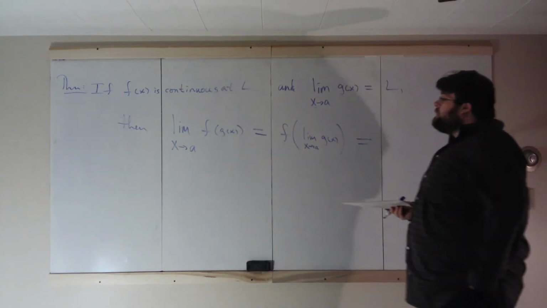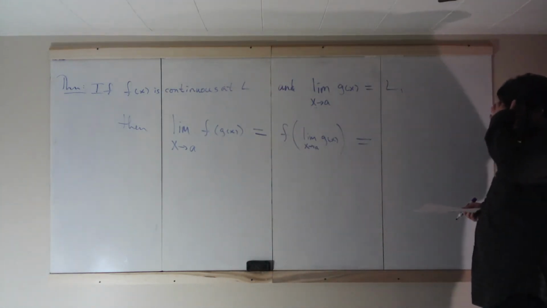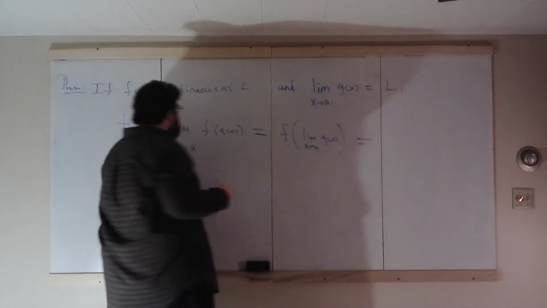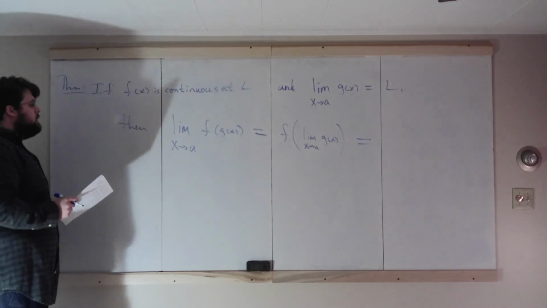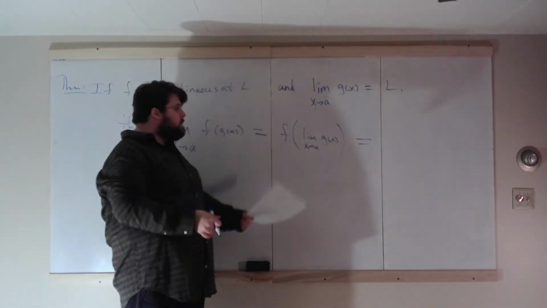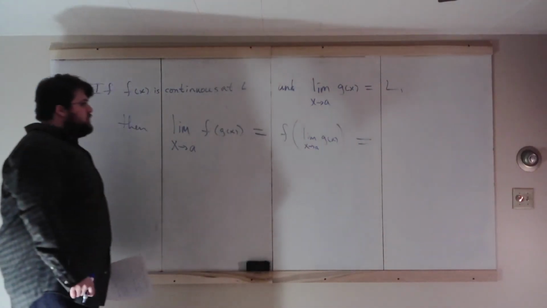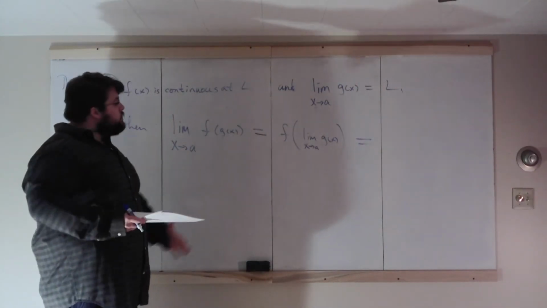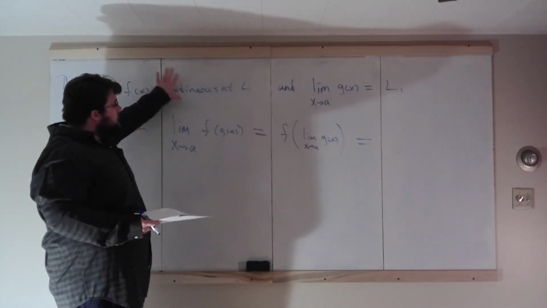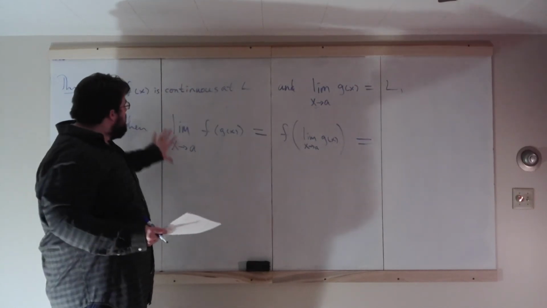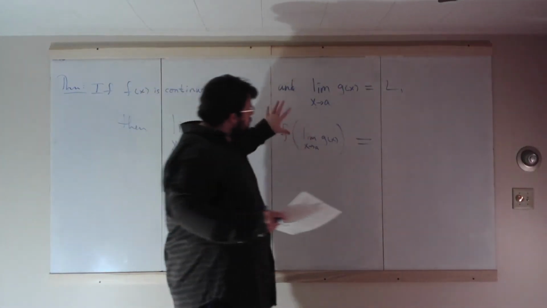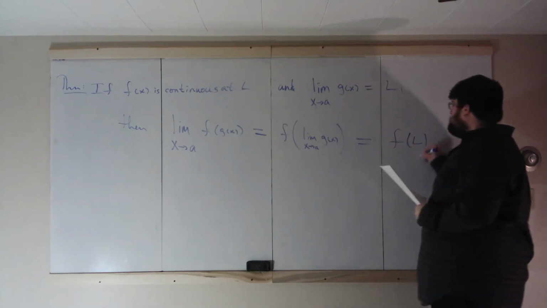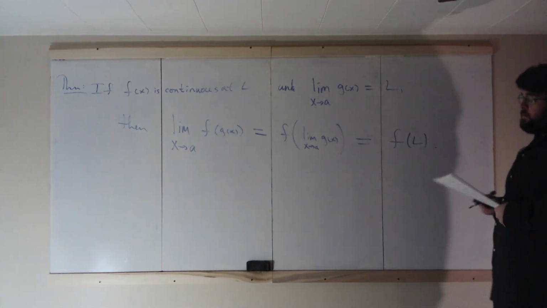So if f is continuous at L and the limit as x approaches A of g of x is also L, then the limit of f of g of x as x approaches A is f of the limit of g of x as x approaches A. Meaning, if we have a composition of functions, all we need is a continuous function on a domain in order to push this limit inside the composition, and this equals f of L, since that's L.